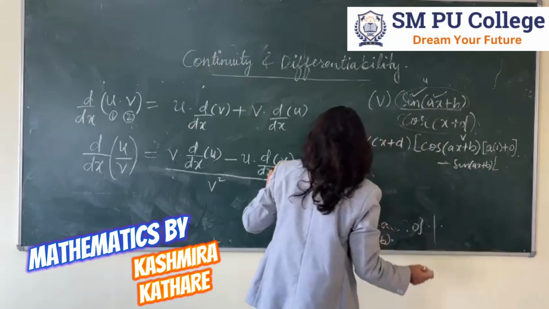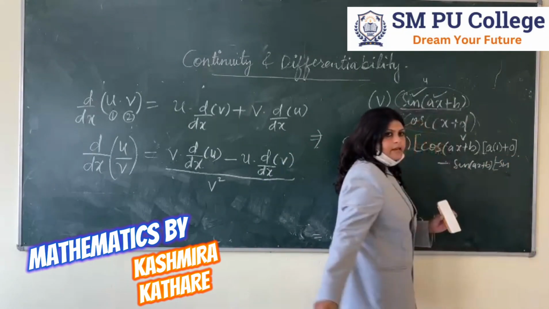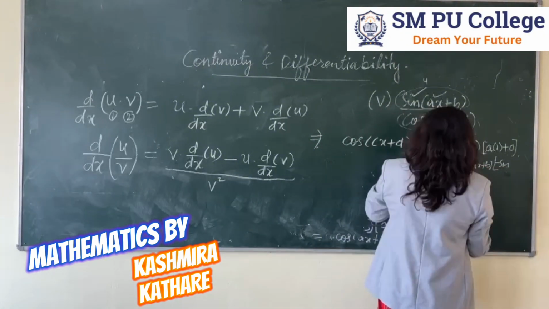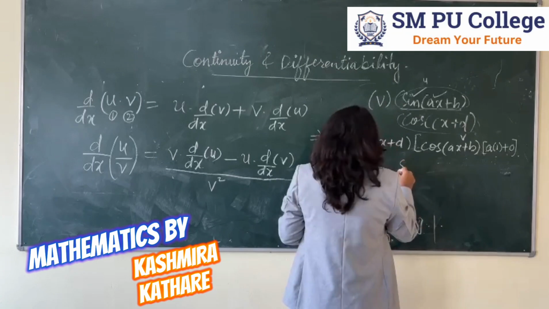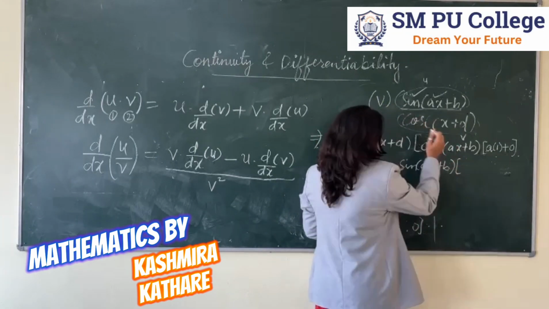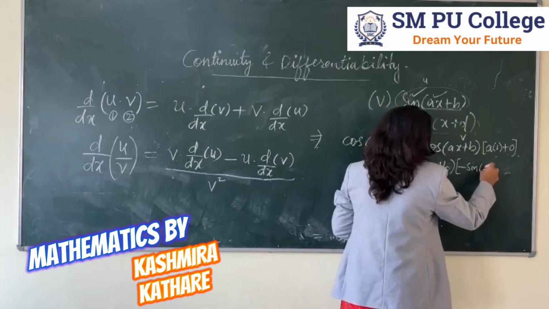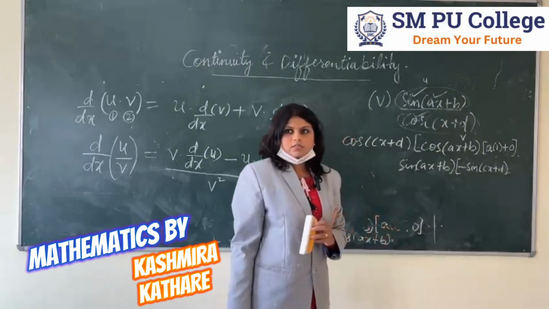Differentiation of cos is minus sin. Angle as it is, and write here once again. Differentiation of cos is minus sin. Angle as it is, that is cx plus d. Done with the differentiation of cos.